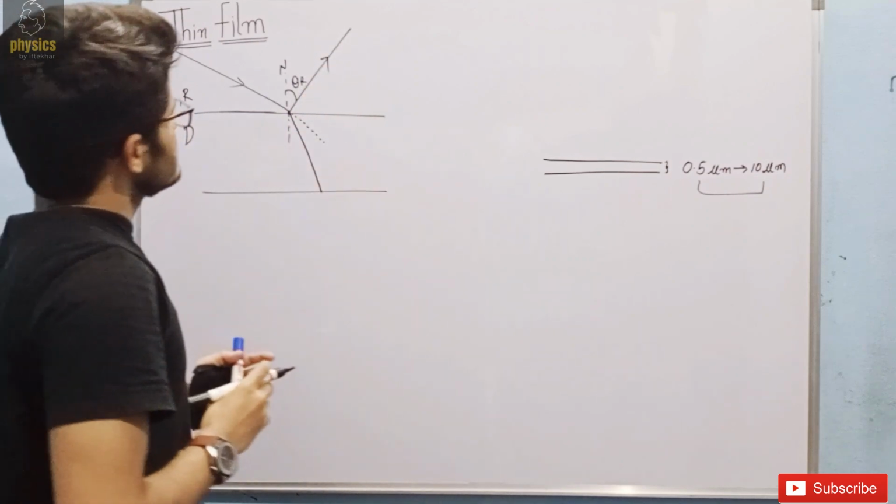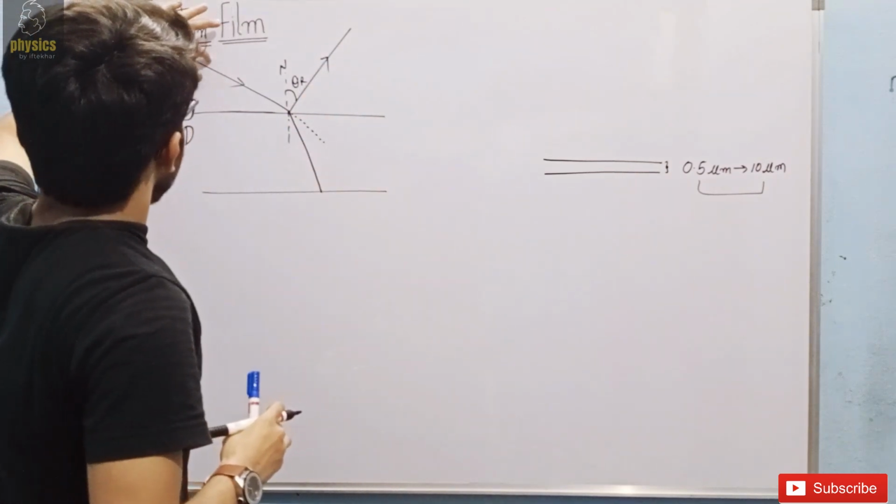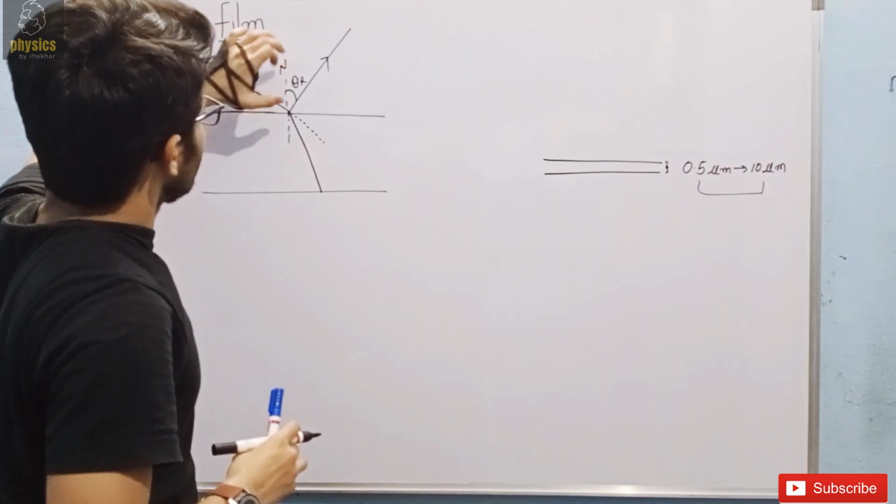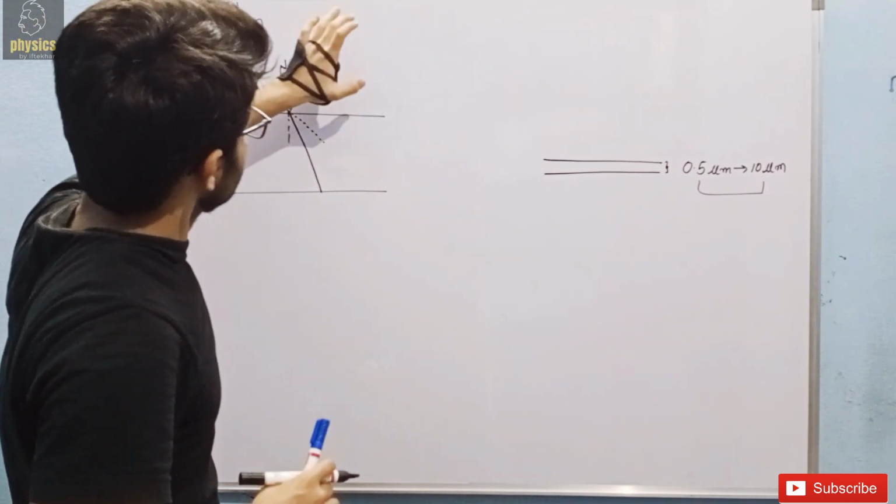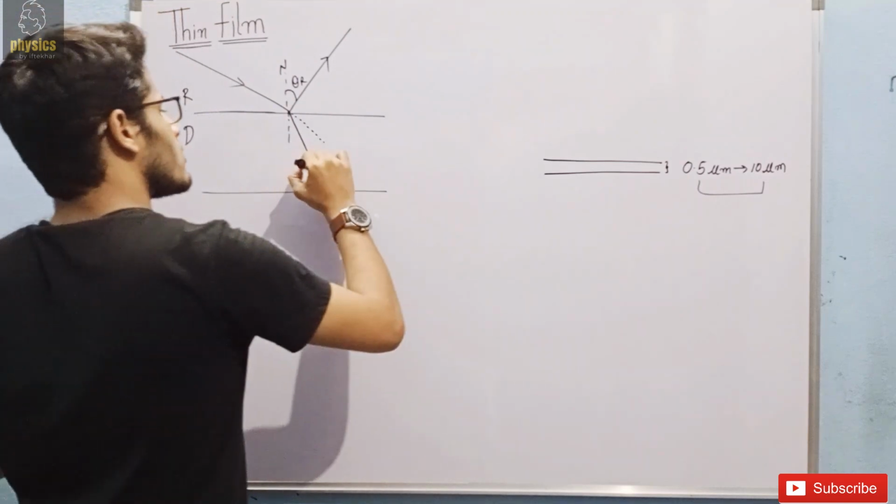So the question is, you have sent some light and part of the light got reflected and part of it got transmitted.